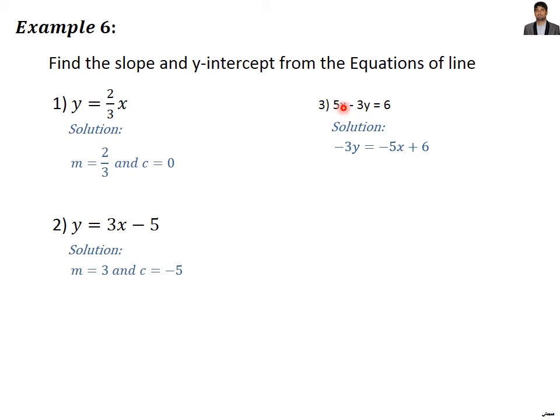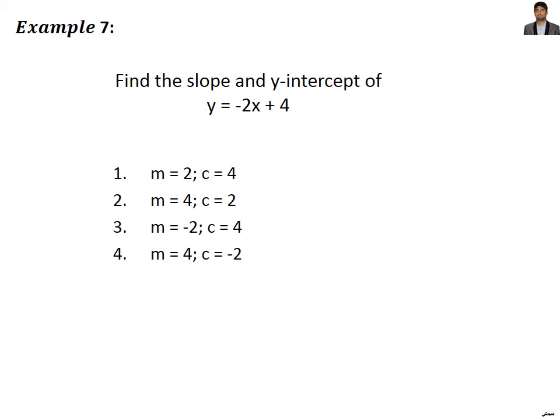So 5x, move it to the right side. Divide this equation by -3. We will have y = 5/3 x - 2. And from this equation, it is obvious that m is 5/3 and c is -2, and this is our final answer. Example number 7, find the slope and y-intercept of y = -2x + 4. There are 4 options given. What do you think is the correct answer? Try it yourself.